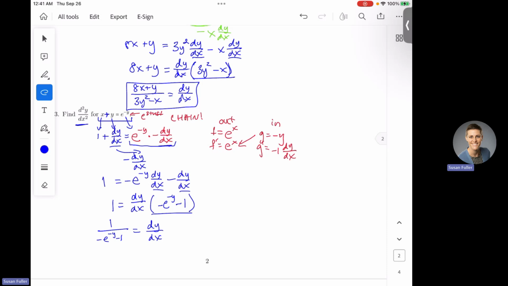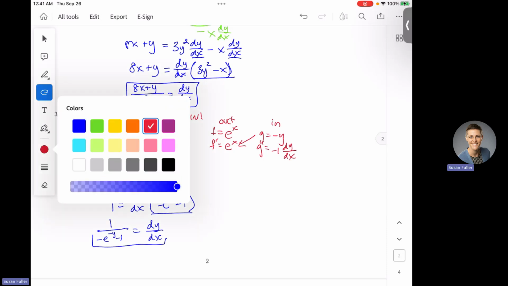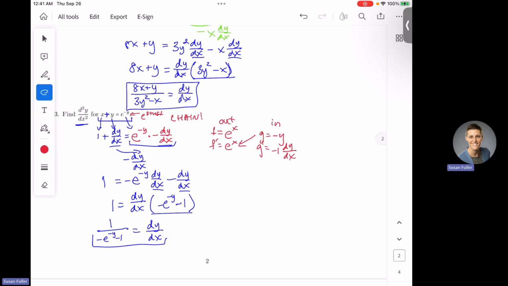Okay, so now we have to take the derivative of this. How do we take the derivative of this? Well, as is, I see a quotient rule, right? I've got something divided by something with x's in it. And so I could actually do this in its current form with the quotient rule. I've got something divided by something else. That tells me I could do this with the quotient rule.